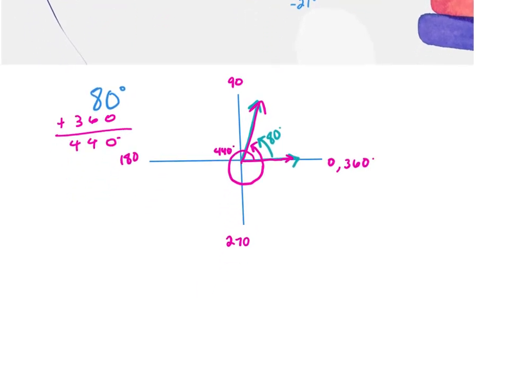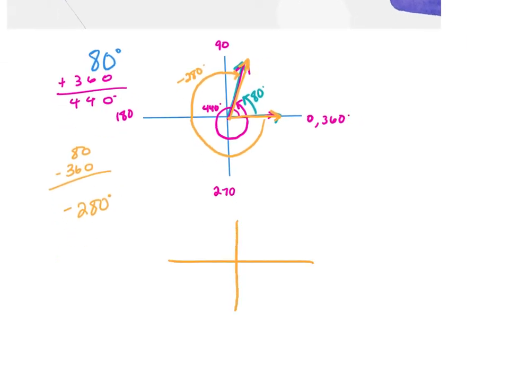Then let's say I want to do a negative coterminal. So 80 minus 360, negative 280. I'll show you two ways to draw negative. One is to count clockwise. I'd start in the same spot. This would be negative 90, negative 180, negative 270, and then just past it would be negative 280. So one way to draw a negative is to go clockwise all the way around.